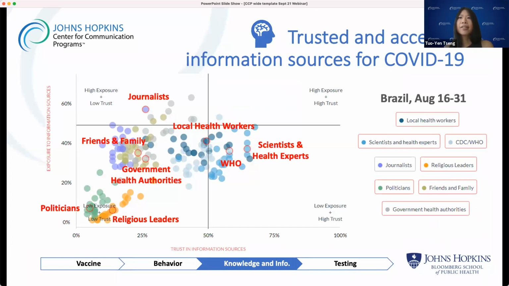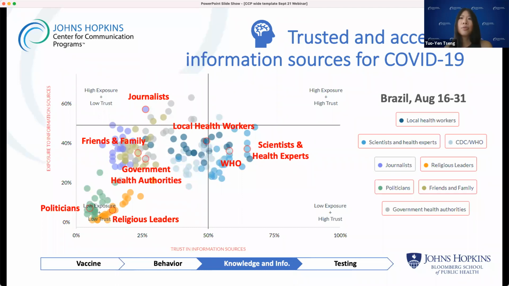Participants were also asked from which of the information sources they had received news and information about COVID-19 in the previous 7 days. This scatter plot allows us to look at the percentage reporting trust in a certain information source and the percentage exposed to that information source at the same time.